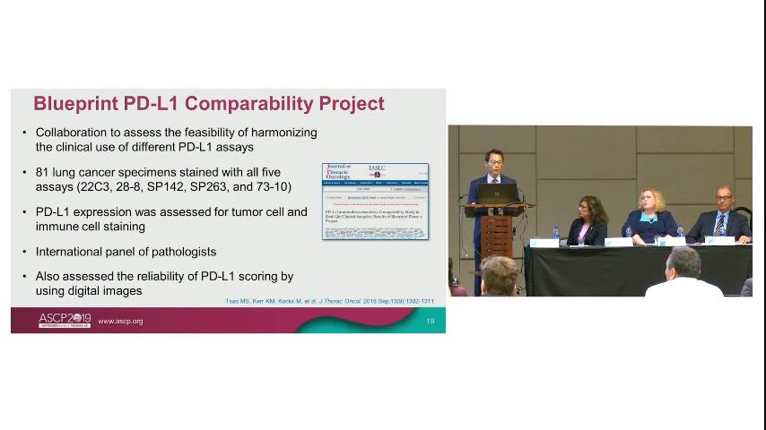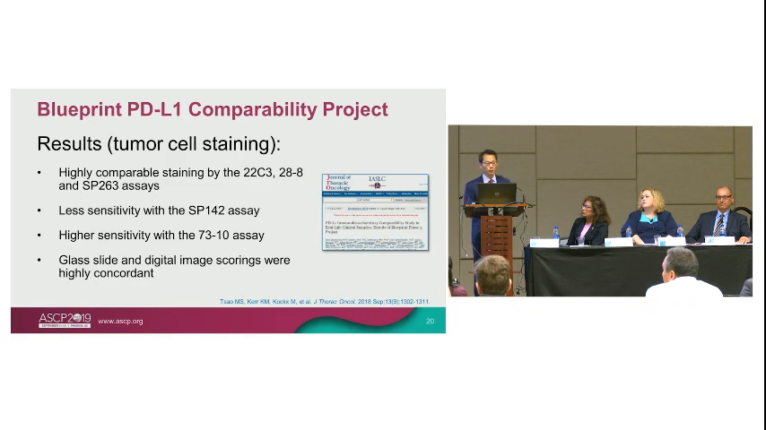And one of the leading studies is the Blueprint PD-L1 Comparability Project, which looked across the different antibody clones, the 22C3, 288, SP142, SP263, as well as that 7310. And they had an international panel of pathologists evaluate these across the different tumor types. And what they essentially found is highly comparable staining by 22C3, 288, and SP263, less sensitivity with SP142, higher sensitivity with the 7310.